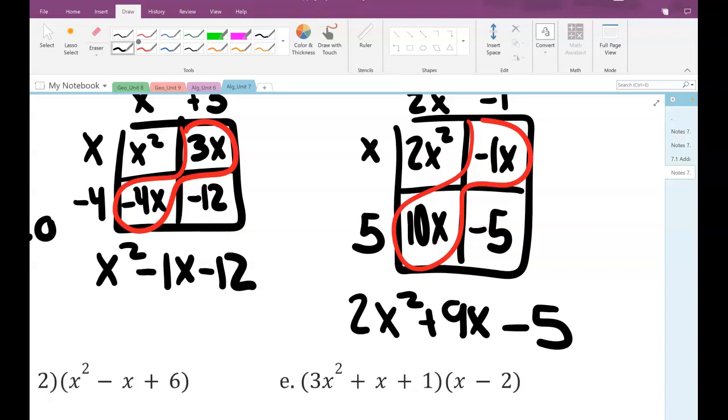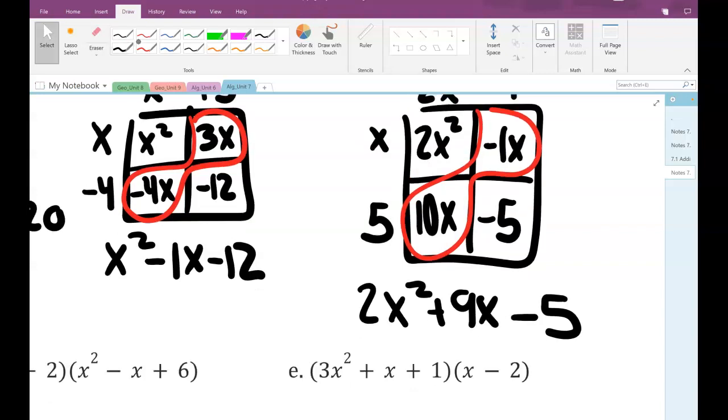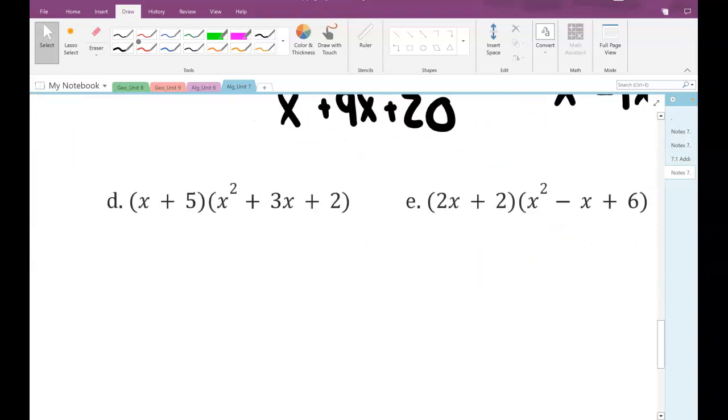So that's if we're multiplying a binomial, so 2 terms by 2 terms. Does anybody have a guess of what we have to do if we have a binomial multiplied by a trinomial? Yeah, we're just going to add an extra row or column. I always like to keep the first parenthesis on the top of my box, the second one on the side of my box.